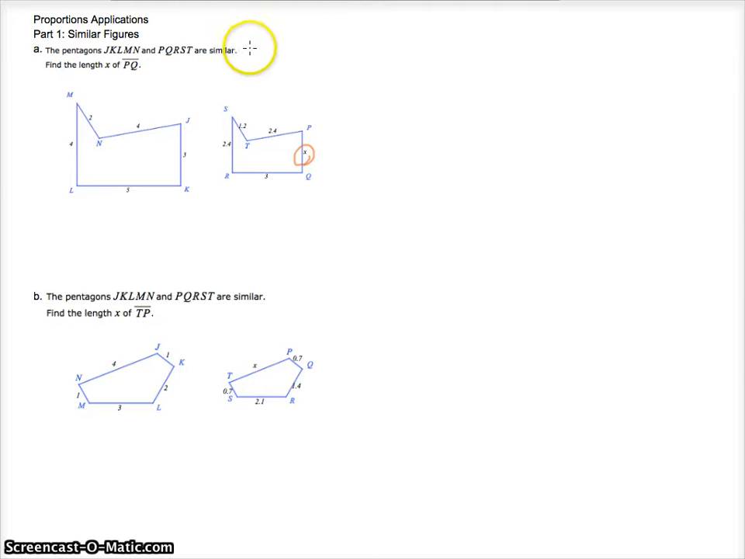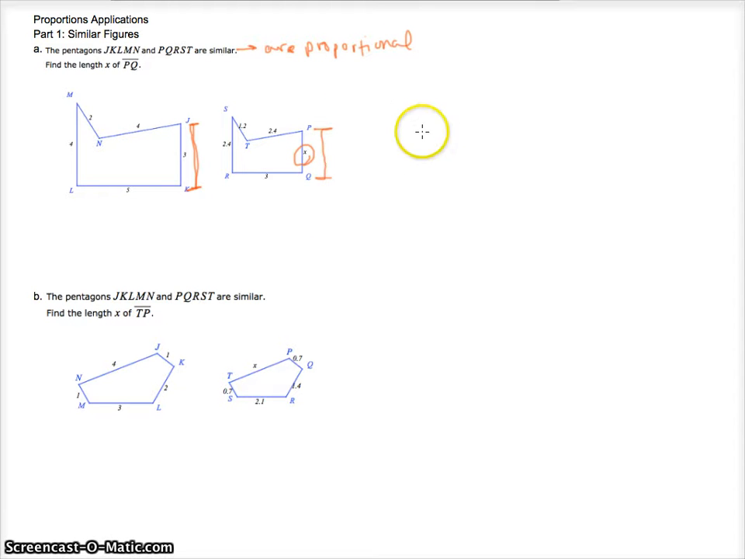One thing you need to know about similar figures is that similar figures are proportional. So what we can do with proportionality is we can set up proportions. So that's what we're going to do to solve for x. So I'm going to find a similar side to x, which is JK, or 3. These two sides are similar.